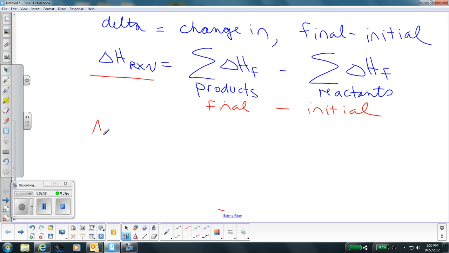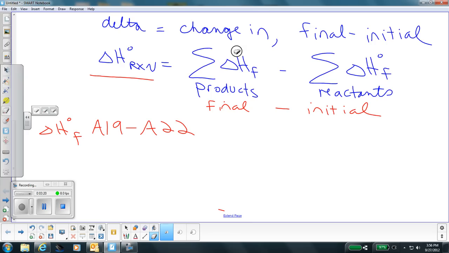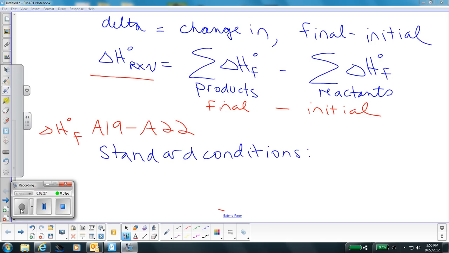The appendix starts on page 819 and goes through page 822. This again is where your heats of formation are, and I just realized when I was looking that up that we have a little knot here. It looks like a zero. It sort of is. Oops, I put the zero in the wrong place over there. It goes after the H, and that stands for standard conditions. For thermochemistry, standard conditions are 25 degrees Celsius and 1 atmosphere.